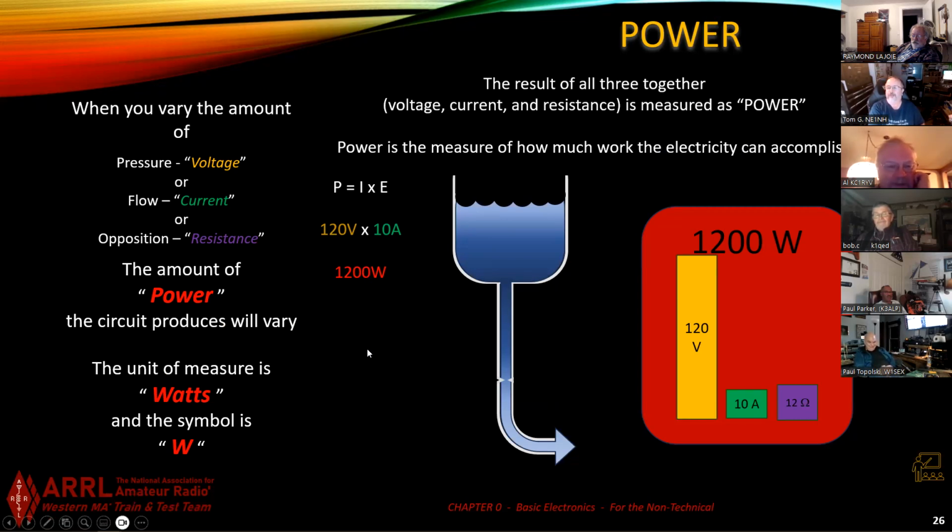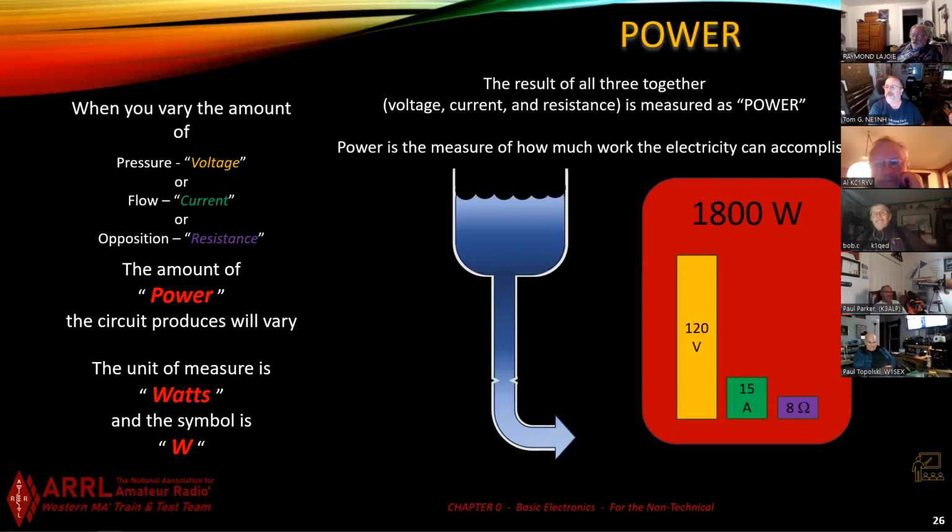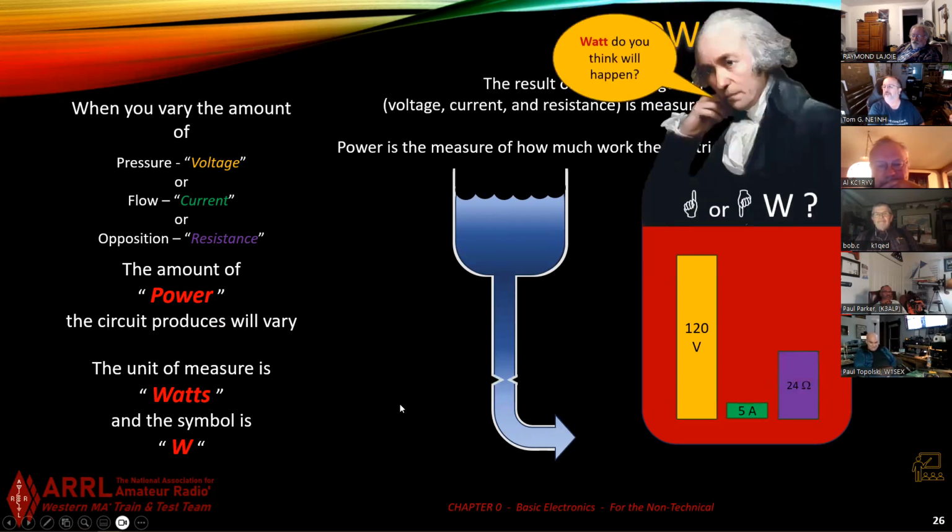Okay. Now here's where it gets a little more interesting. We'll put the circuit back where it was again. Now we're going to play with that resistance value. So I'm going to take that from 8 ohms up to 24 ohms. Now, what do you think is going to happen to the wattage? Best guess, up or down? Down. Okay. Al, up or down? Not sure? Okay, that's all right.